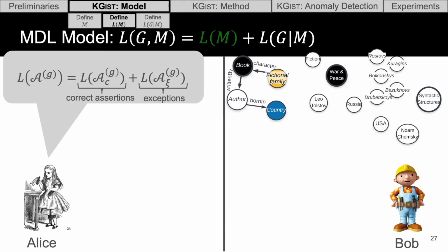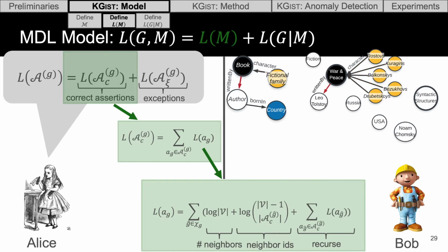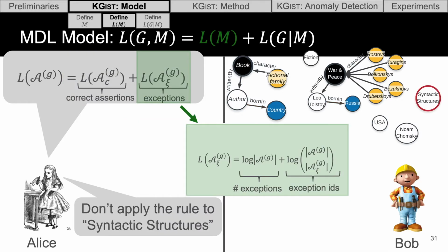But then a problem arises. Bob finds the first book, let's say War and Peace. And he knows that the rule asserts that War and Peace should have fictional family characters and it should be written by an author, but he doesn't know who the characters are and he doesn't know who the author is. So Alice needs to send this information along. Essentially, she needs to give some more information along the way as he traverses the graph from War and Peace. So she will send this extra information, first sending the characters for War and Peace, and then the author, and then the author's birthplace. And at this point, Bob has this particular part of the knowledge graph inferred.